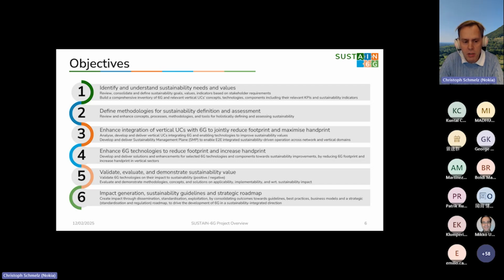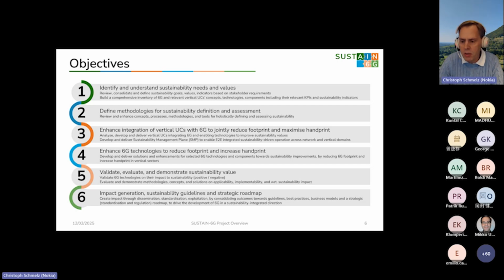And then finally, the impact generation. Well, the usual dissemination, standardization, exploitation, but really creating those guidelines through, for example, socio-economic, techno-economic analysis in such way that we also have the competence in the consortium to put these facts together and provide guidelines to standardization, let's say strategy towards policymakers, or recommendations, what from our point of view would be recommendable for the next steps in a sustainable 6G.